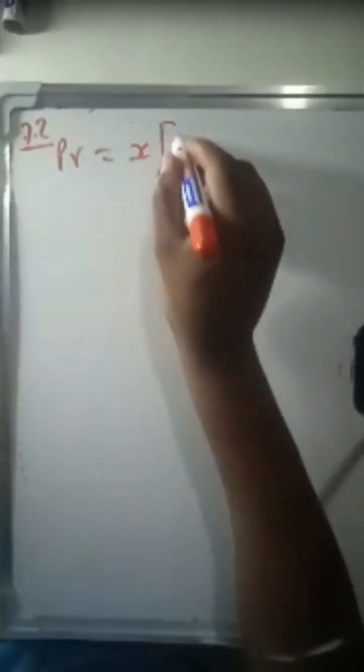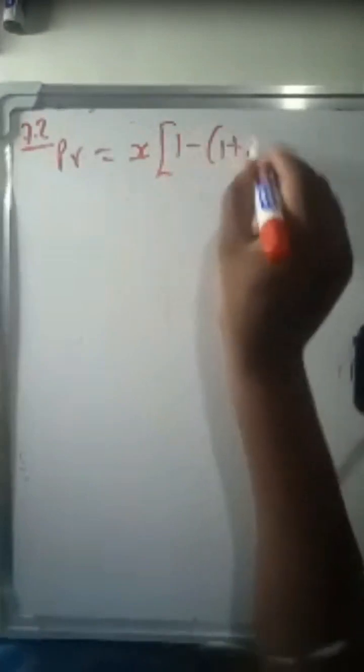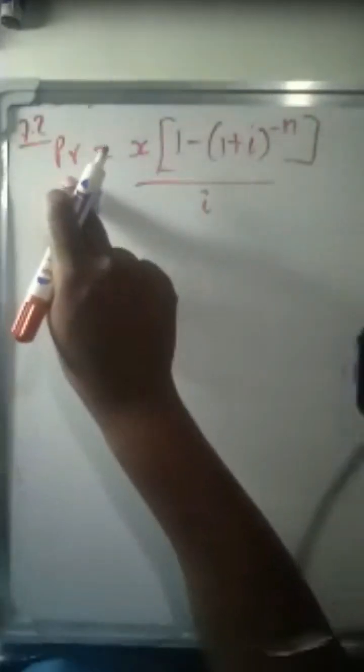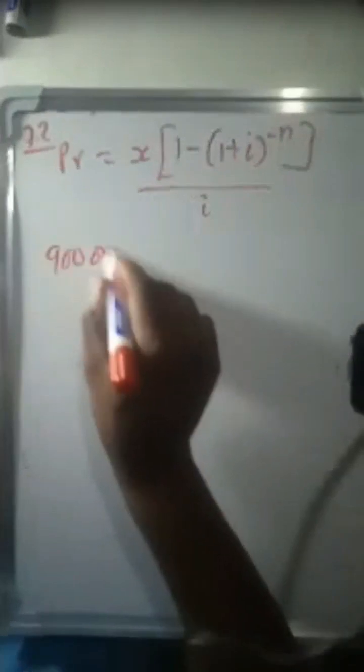She needs an amount of 18,000 per month to maintain her current lifestyle. She plans to withdraw the first amount at the end of the first month. For how many months will she be able to live from her investment? Okay, so PV is equal to X times 1 minus (1 plus i) to the power of negative n, over i. The present value, the loan that she gave to the bank, is 900,000.